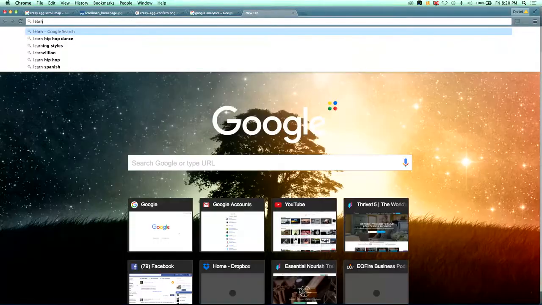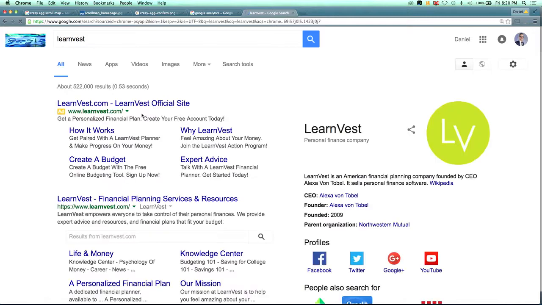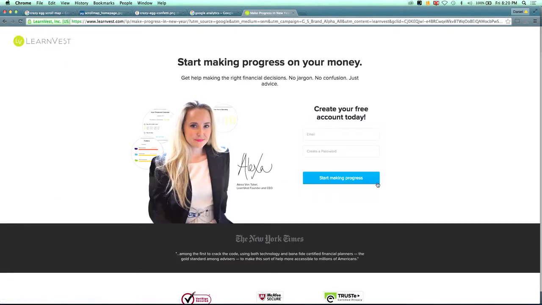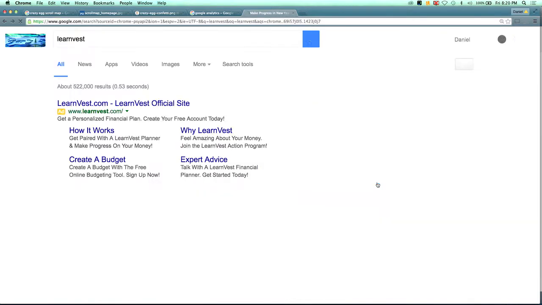Next part is Google Analytics allows you to set up a tracking funnel to show where people fail along your desired conversion path. So you're saying, I want people to click here, and then they click here, and they click here. So let's go to LearnVest. I love LearnVest, a great website to learn about your financial future. They're not a sponsor.